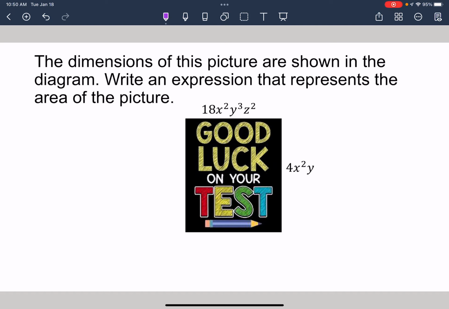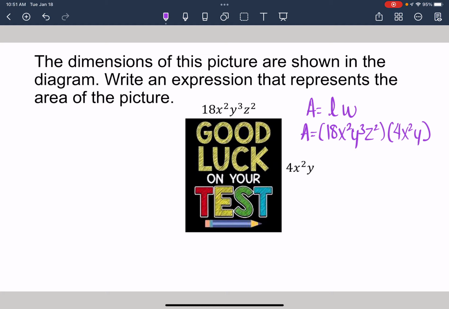Okay, so let's look at this one. It says the dimensions of this picture are shown in the diagram. Write an expression that represents the area of the picture. So this is a rectangular picture, so the area is going to be length times width. So all I need to do is plug in the given dimensions into this formula. So area is going to be 18x squared y cubed z squared times 4x squared y.